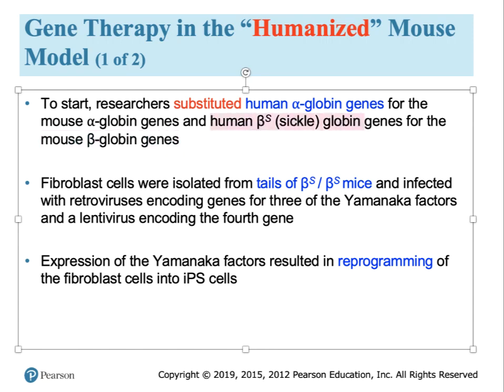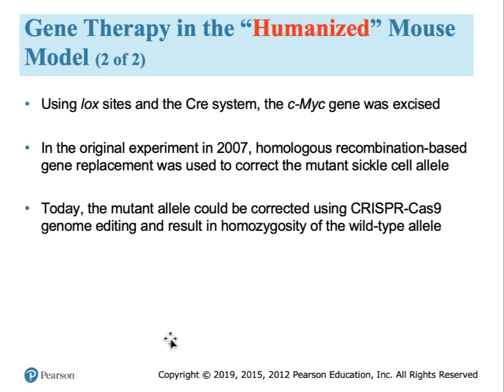sickle allele gene. Mouse fibroblast cells were collected from the tails of these homozygous mice and infected with retroviruses encoding the genes for 3 of the Yamanaka factors, the transcription factors. And the 4th gene came from a lentivirus. Expression of the Yamanaka factors resulted in reprogramming of the fibroblast cells into iPS cells. Using knowledge from the Lox and Cre systems, the c-Myc gene was excised from the mouse genome, and homologous recombination was used to enforce gene replacement.